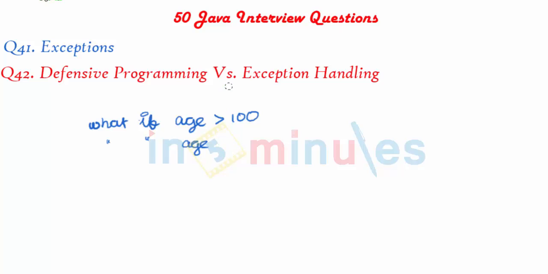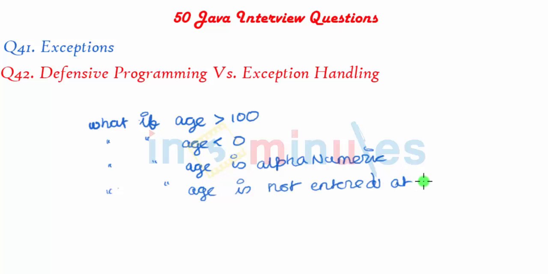What if the age is less than 0? What if the age is alphanumeric? What if the age is not entered at all? And so on and so forth. We can have many conditions. We definitely will miss out on some conditions. So we can conclude that DP or defensive programming may get things complicated.